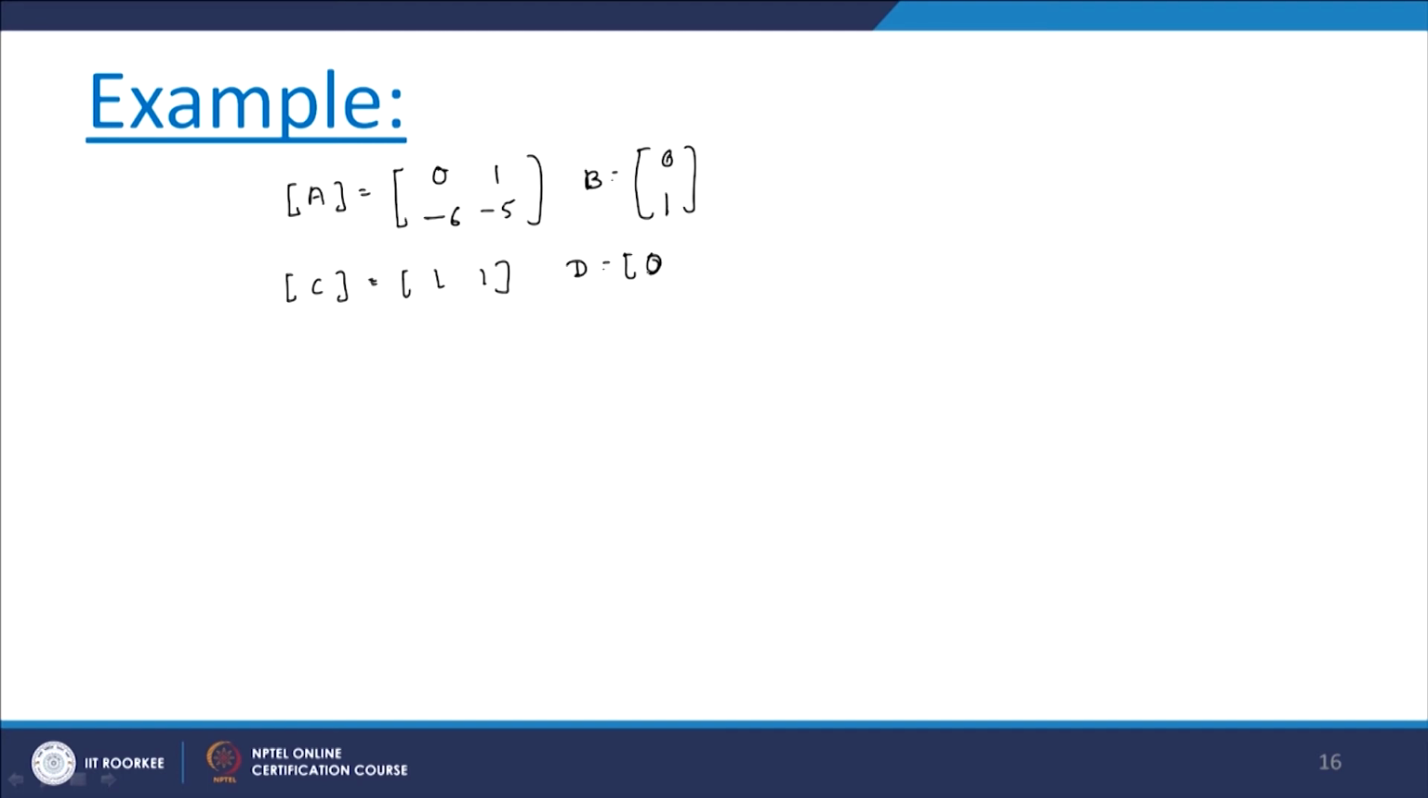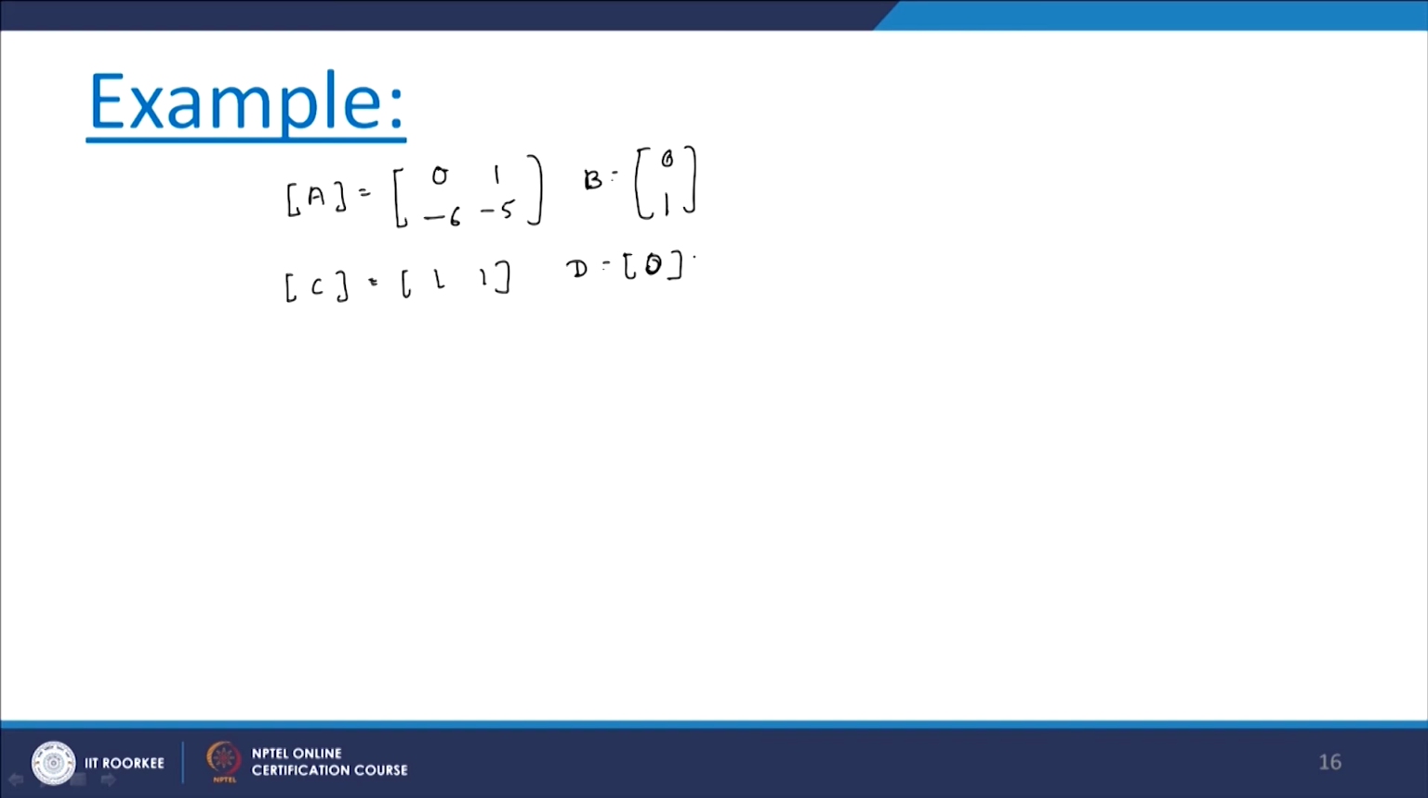Now using an example you can see how to determine the response of a system when any arbitrary input is given. Now your system is represented by, say, matrix A is [0 1; minus 6 minus 5], this is the A matrix, B matrix as [0; 1], C matrix as [1 1], and D matrix is 0.